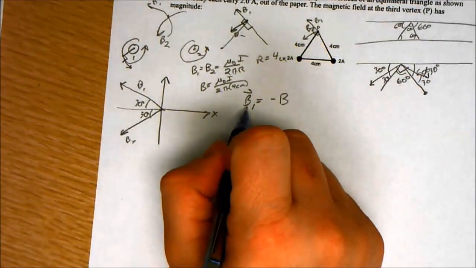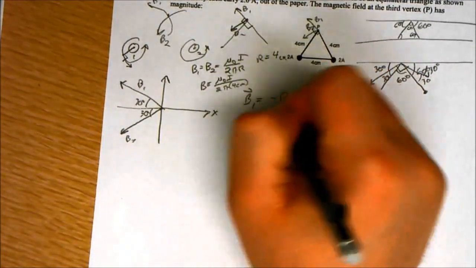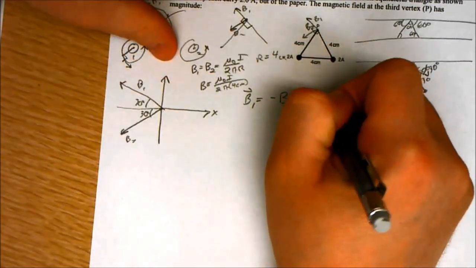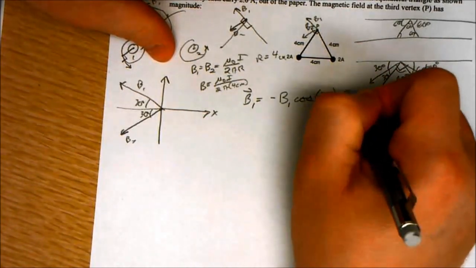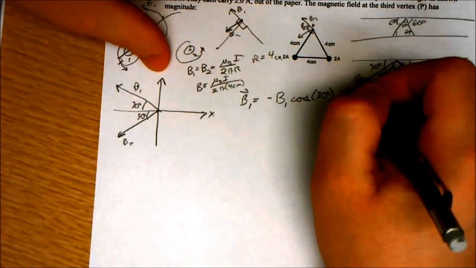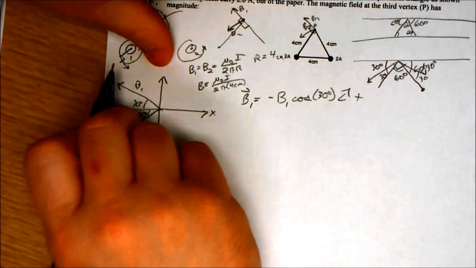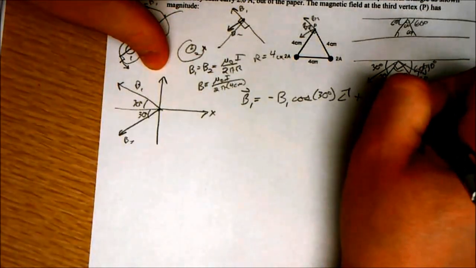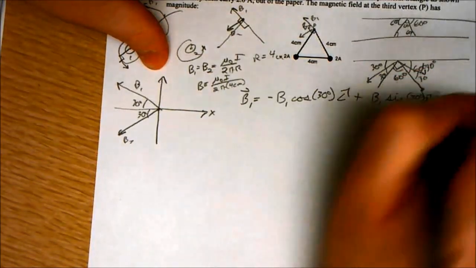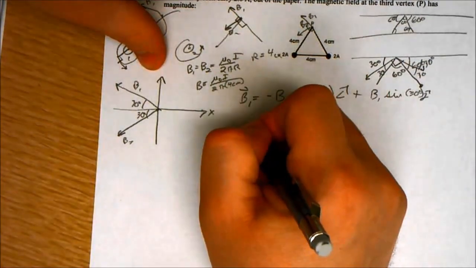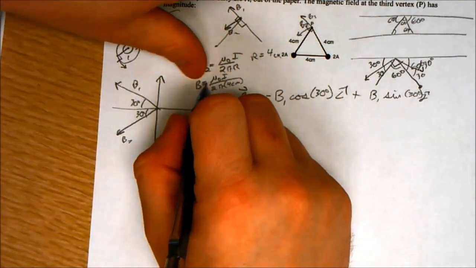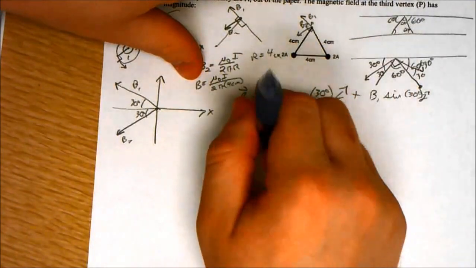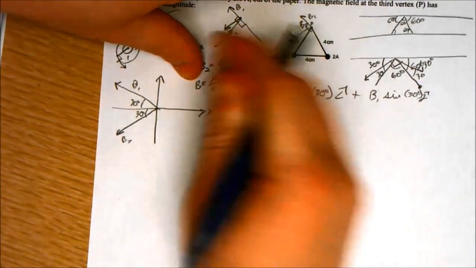Okay, so the vector B1 is equal to the magnitude of B1 times cosine of 30 degrees in the x direction, or i hat direction, plus, because it's positive in the y direction, the magnitude of B1 times sine of 30 degrees, j hat. Well, I can sub in my newly defined B for B1, and actually I'm going to factor B out because it's in both terms.